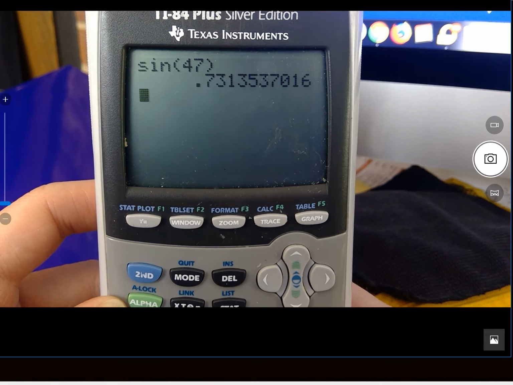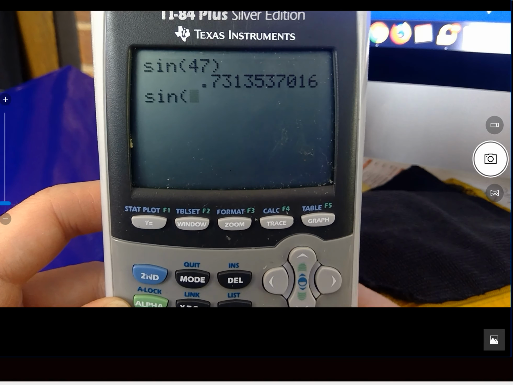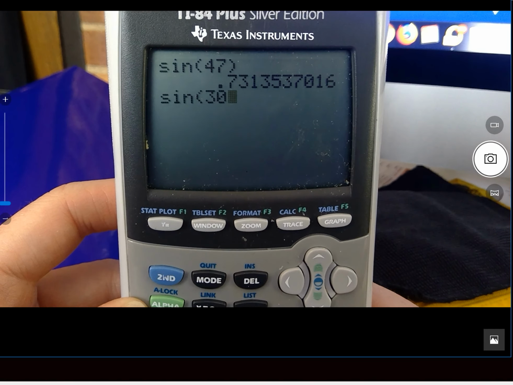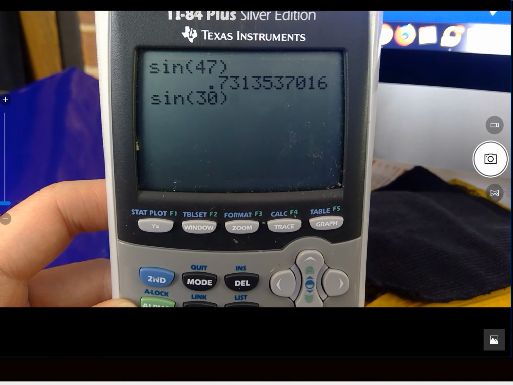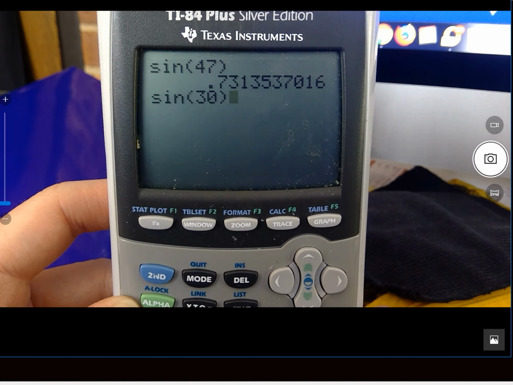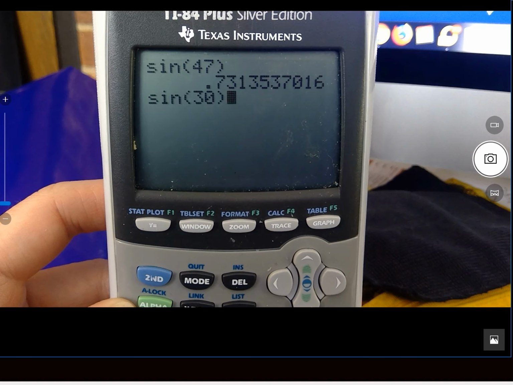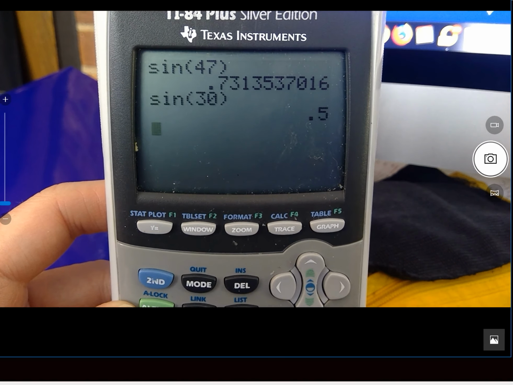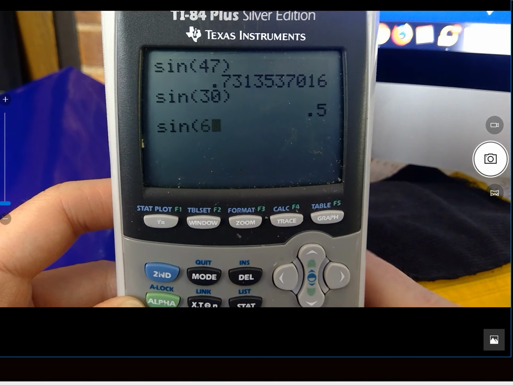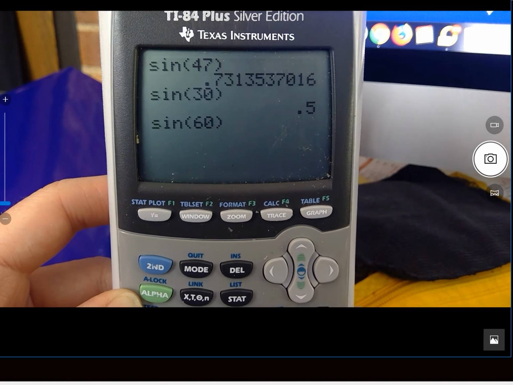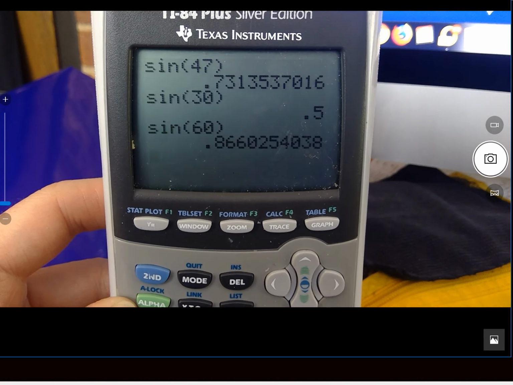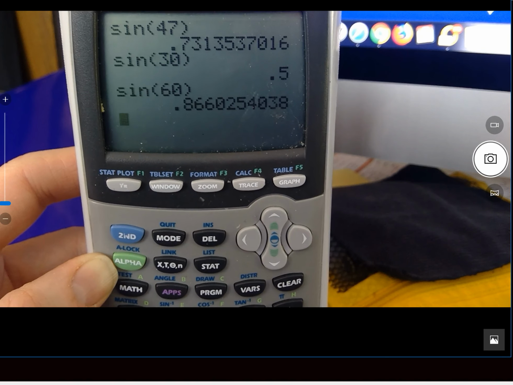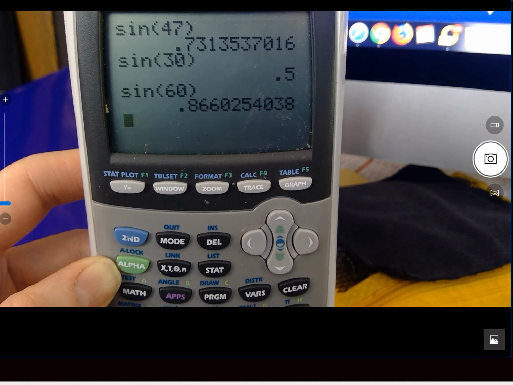You can also check yourself on some of these. This is why I will have a non-calculator part of the test. I know that the sine of 30 is 1/2, so sure enough, I get 1/2. Sine of 60 I know is root 3 over 2, so we'll get kind of used to seeing that root 3 over 2 is about 0.866. So I hope that makes sense.